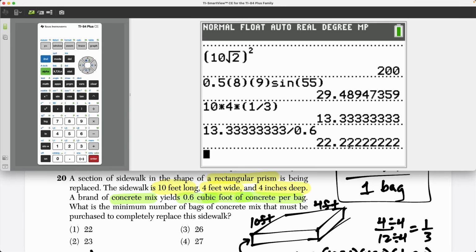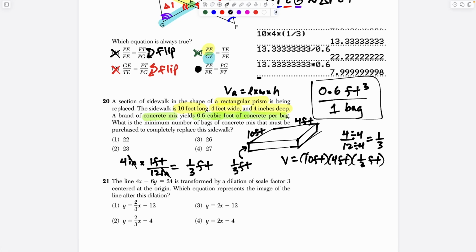If you need 22.2 repeating, you still need this much more concrete. So that's why here you're going to have to purchase a 23rd bag, okay? You can't just buy 22 bags and then take this much and then leave the rest on the shelf. That would just be crazy, okay? So we're gonna have to buy a 23rd bag. So I'll just show the work here with the units.